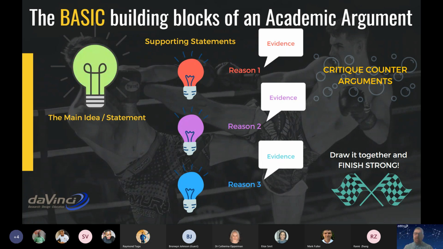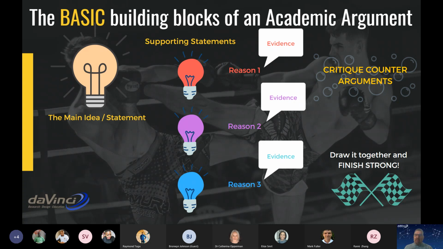You can only do that if you have surveyed the landscape. Raymond, surveying the landscape and then critiquing it, right? Your reasons must be built on evidence. So you can't just say something is the way it is because you believe it is. You have to be well-versed, well-entrenched in the argument to know what is the evidence, what is the research that supports your particular stance.